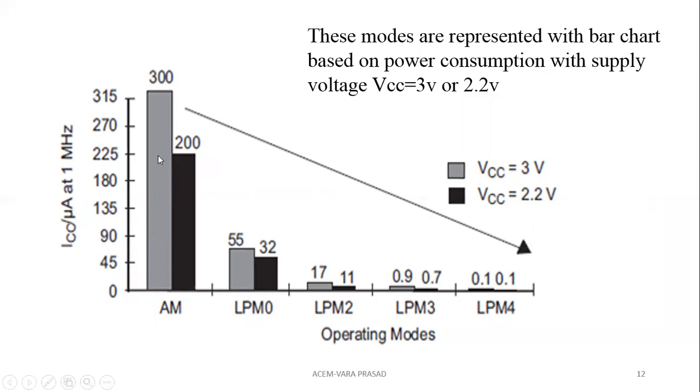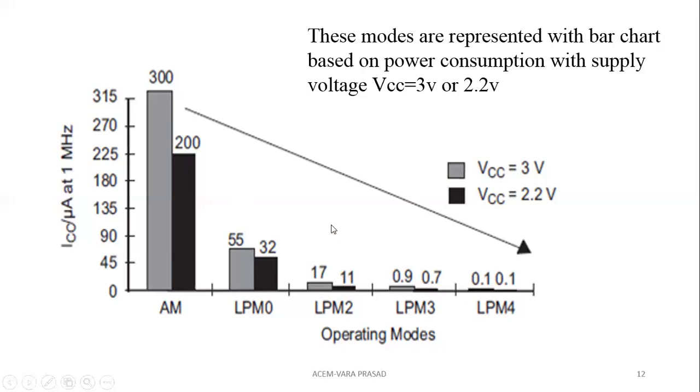So in active mode, if the power is 3 volts, it consumes 300 microamperes, whereas at 2.2 volts it consumes 200 microamperes. Like that, low power mode 0, 55 and 32 microamperes. And low power mode 2, 17 and 11 microamperes. Low power mode 3, 0.9 and 0.7. And low power mode 4, both consume almost 0.1 and 0.1.